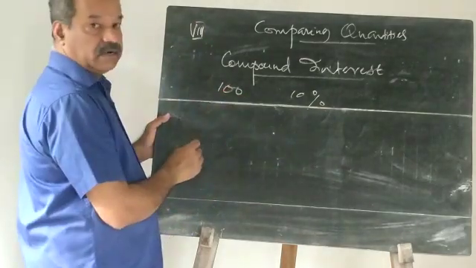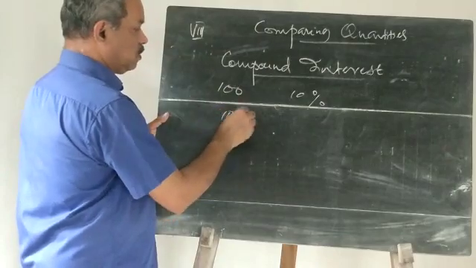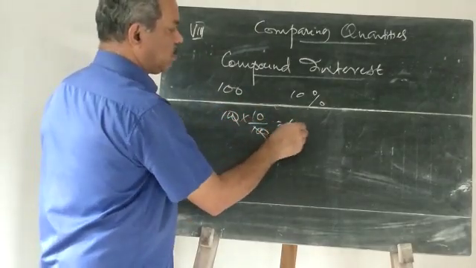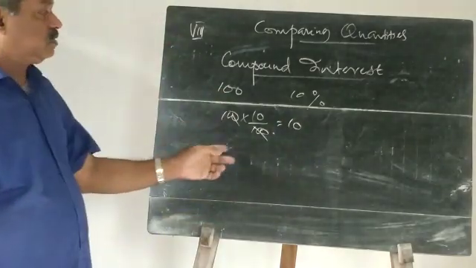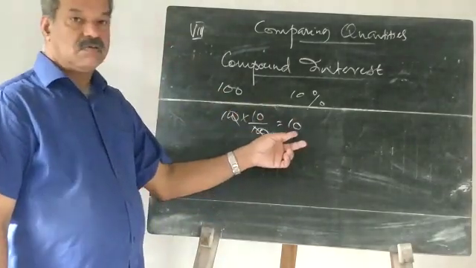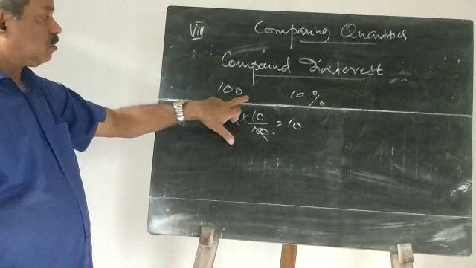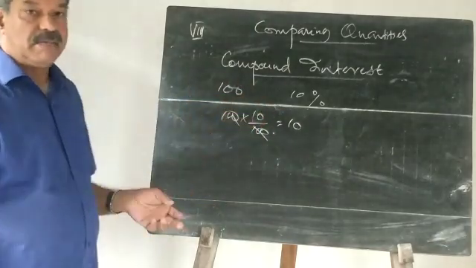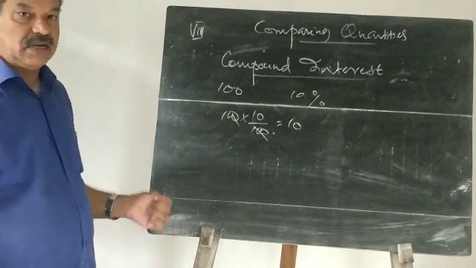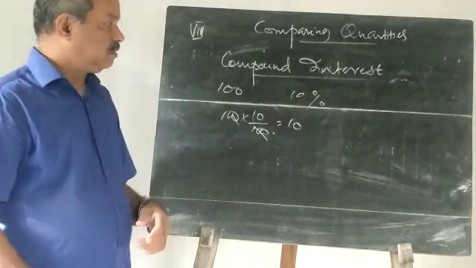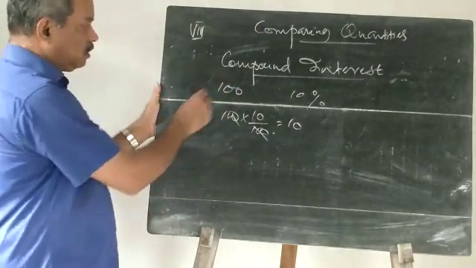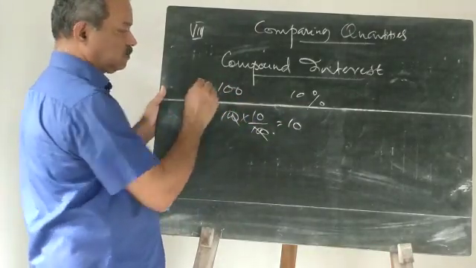10% of 100, that is 10/100 into 100, which is 10 rupees. That is, the depositor will get 10 rupees more for 100 rupees if he keeps 100 rupees in a bank or in a financial institution which provides interest. This is for the first year.